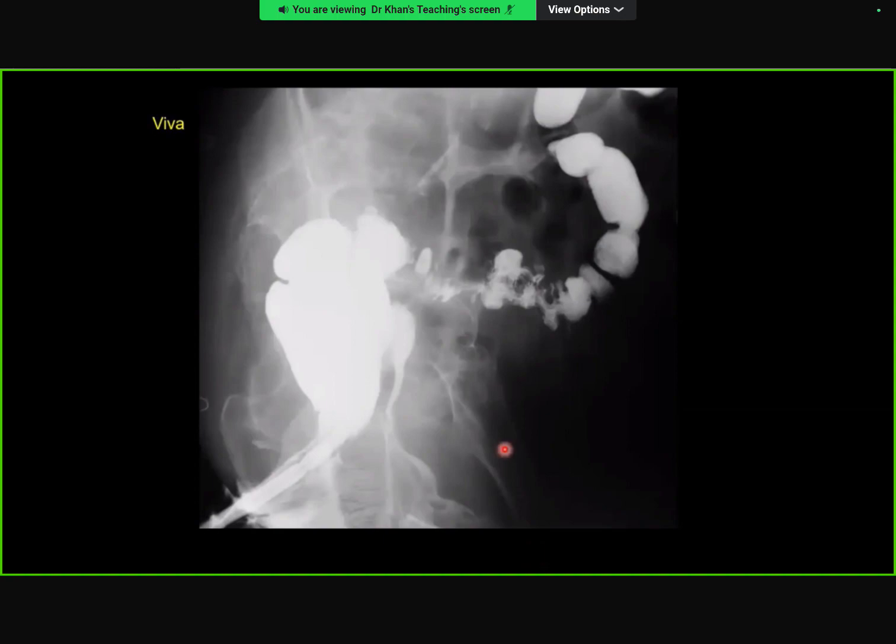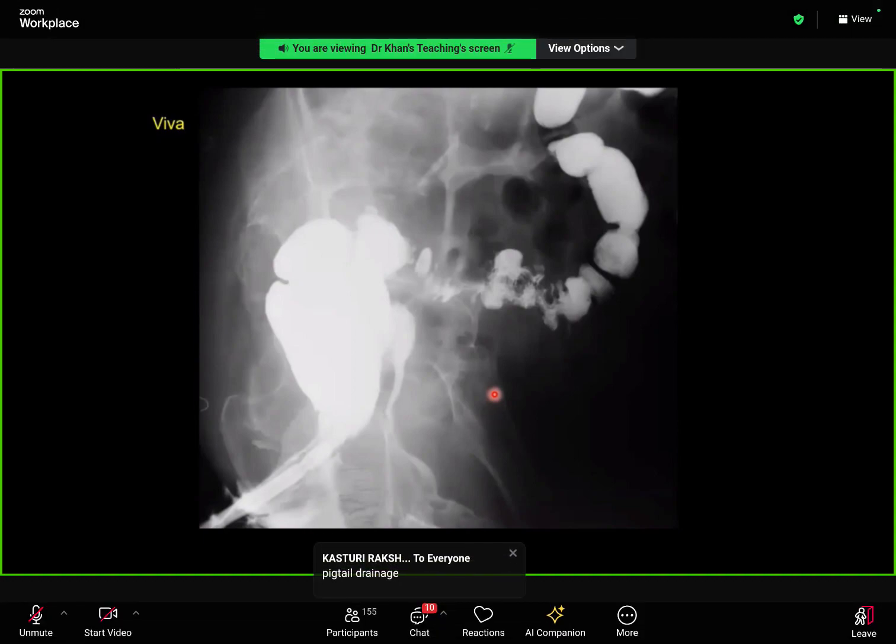Okay, what's happening here where I'm pointing out? What is this? So there's the pooling of contrast through. Okay, so there's a fistulation. So it's a fistulation through the anus, or ischioanal fistulation, or anorectal fistulation. Yeah, it's perianal fistulation.